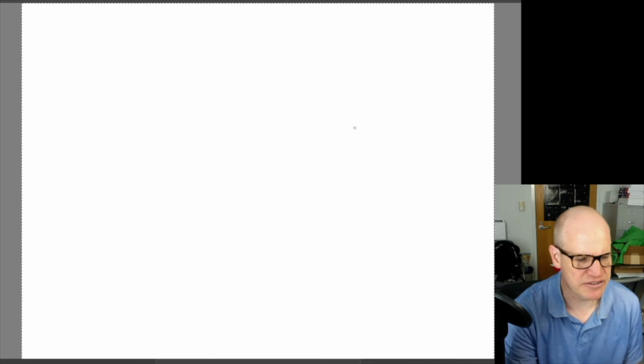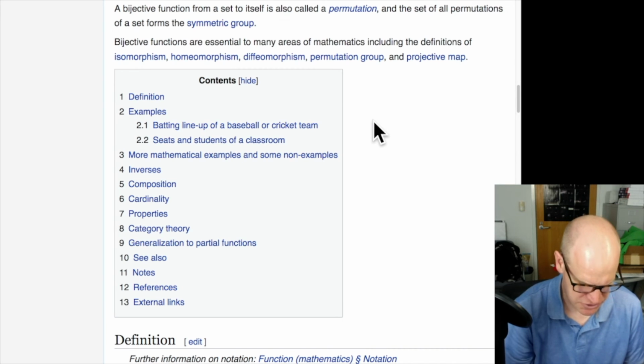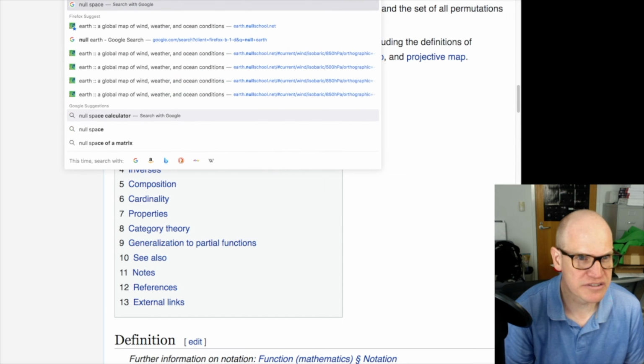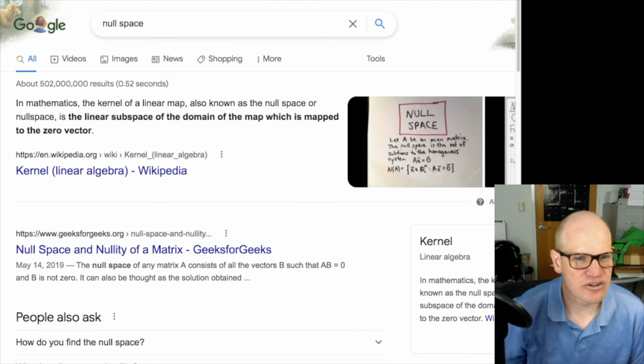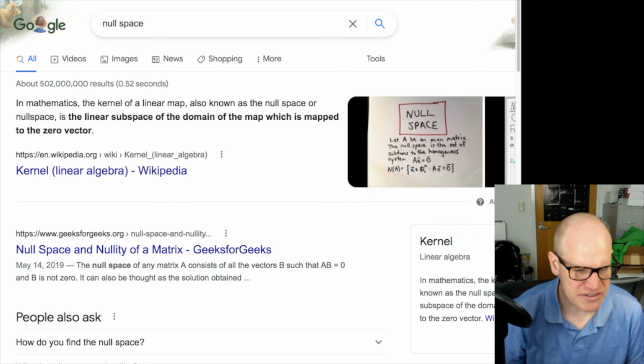I'm sure there is a practical example. Let me take a look real quick. What is the null space? Kernel of a linear map is a linear subspace of the domain which is mapped to the zero vector. Okay, so it's all the things that are mapped to the origin. Is there a practical example of the use of a null space?